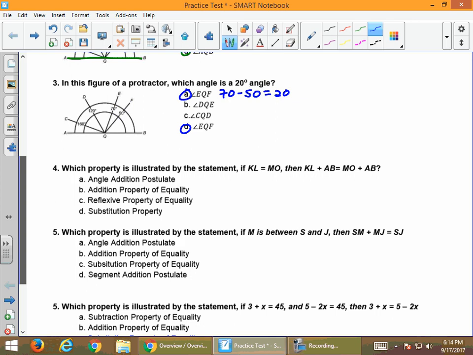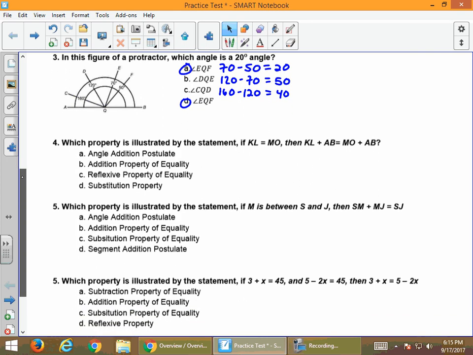Just showing you what some of these other ones look like. DQE, that is a 120 minus a 70, so that is a 50-degree angle. And if I were looking at CQD, that's a 160 minus a 120, or a 40-degree angle. So not just showing you the right answer, but showing you what each of the other ones would be as well.